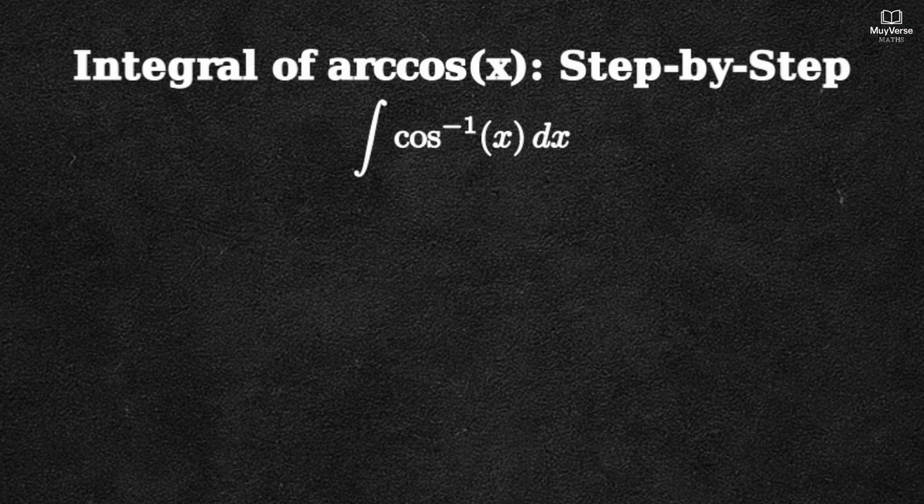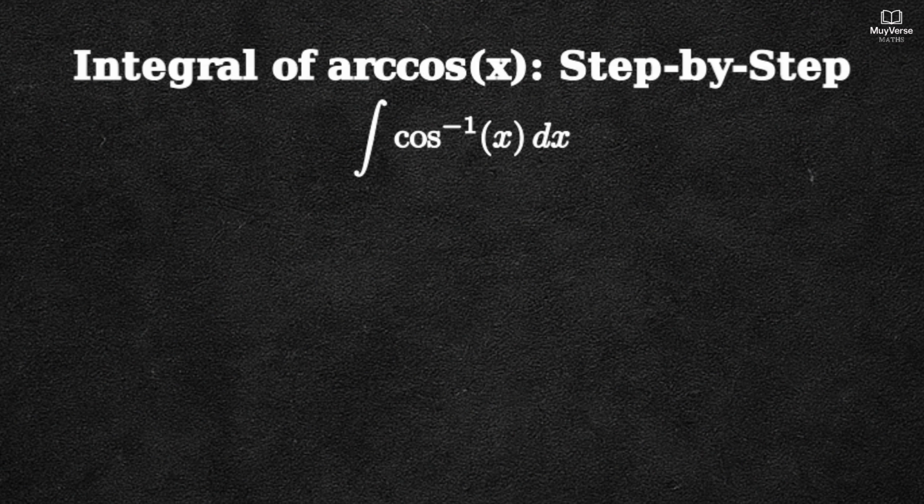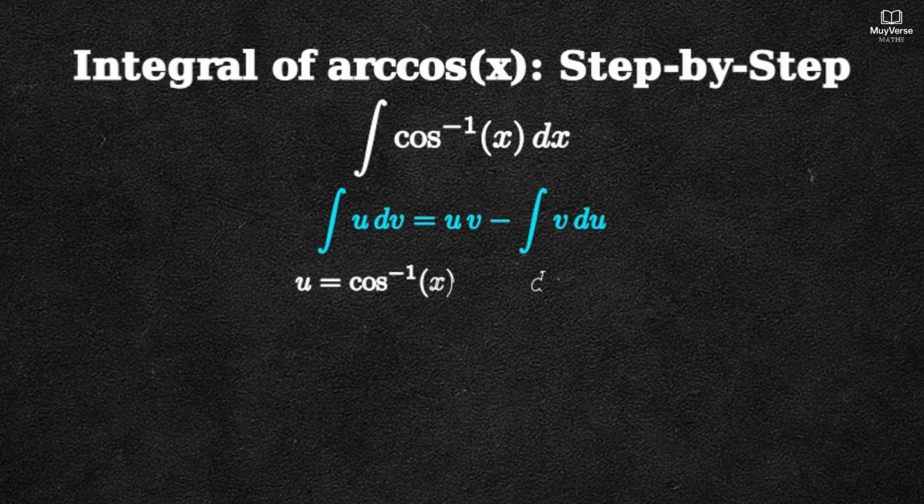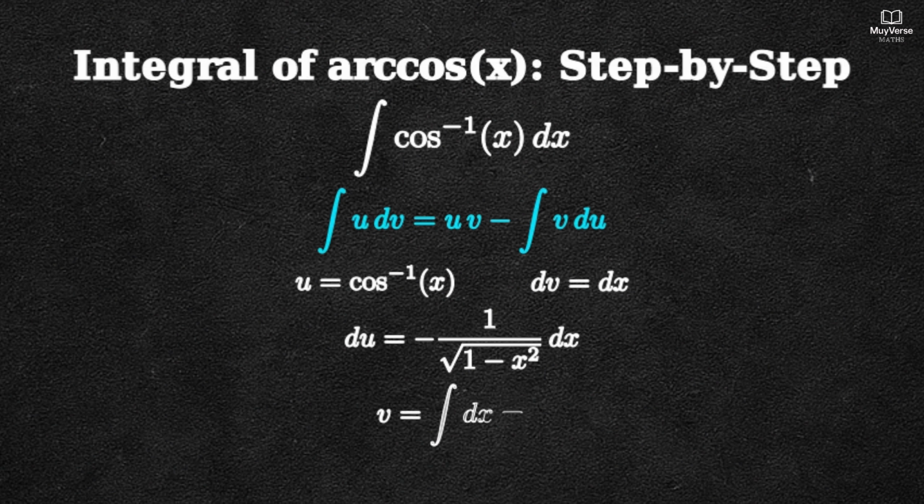The formula says the integral of u dv equals uv minus the integral of v du. We pick u to be arc cosine of x and dv to be dx. Then we differentiate u and integrate dv. The derivative of arc cosine of x is negative 1 over square root of 1 minus x squared. So du equals negative 1 over square root of 1 minus x squared, dx. And v is the integral of dx, which is x.